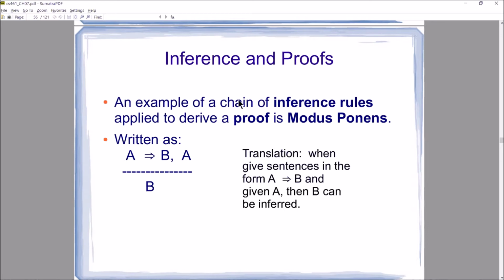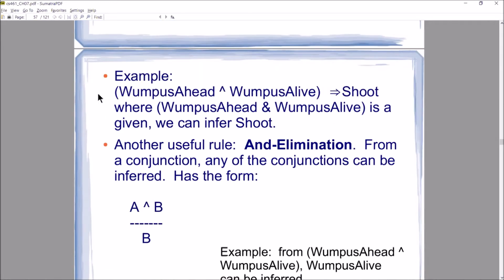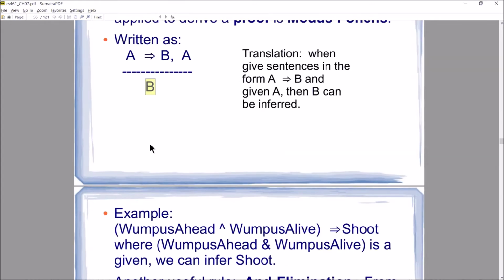Okay, so the best known inference rule is called Modus Ponens. Here's how it's written. What this means is, if you've been given A, assuming that's true, then you can infer B. This is the implication statement, A implies B. If A is true, then it's safe to infer that B follows from A.